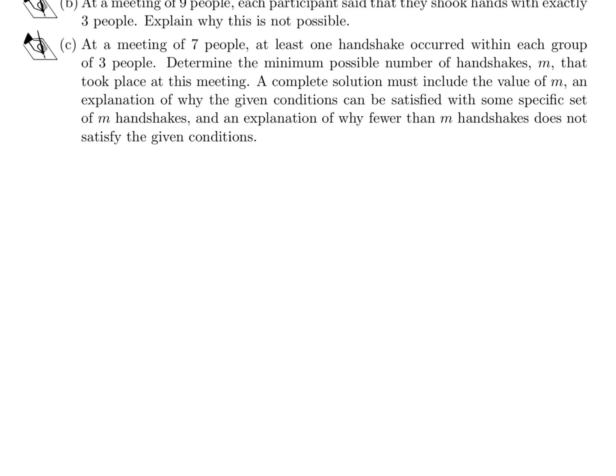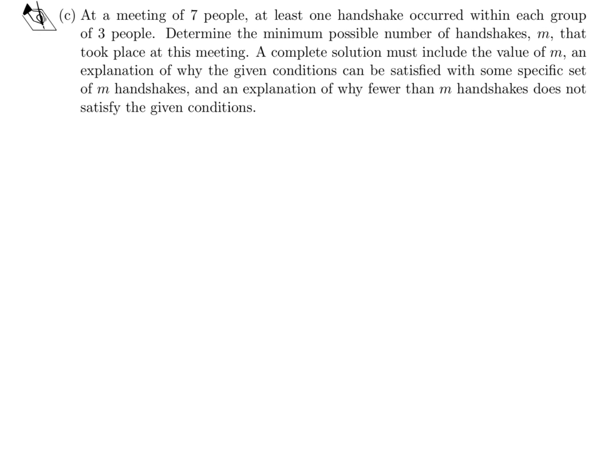7 people, right? Okay, so 7 people. Let's just give them letters here. A, B, C, D, E, F, G. So these are the 7 people. And at least one handshake occurred within each group of 3 people. Okay. Interesting. And determine the minimum number of possible handshakes.